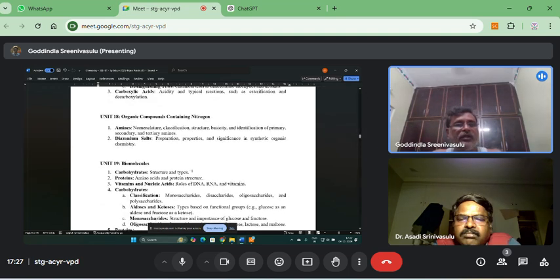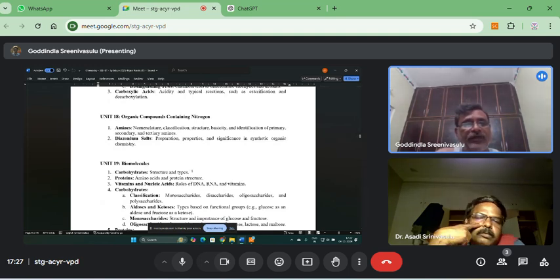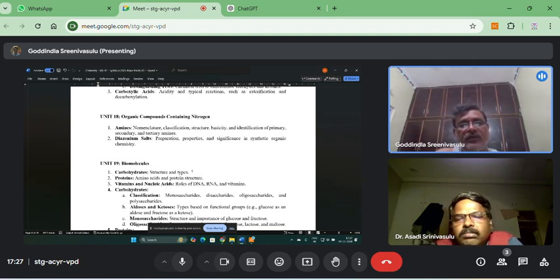An organic compound containing nitrogen, amines. How are amines classified? What is the nomenclature? Its structure, basicity, and identification of primary, secondary, and tertiary amines. What are the various tests available? Diazonium salts, preparation, properties, and significance in synthetic organic chemistry.